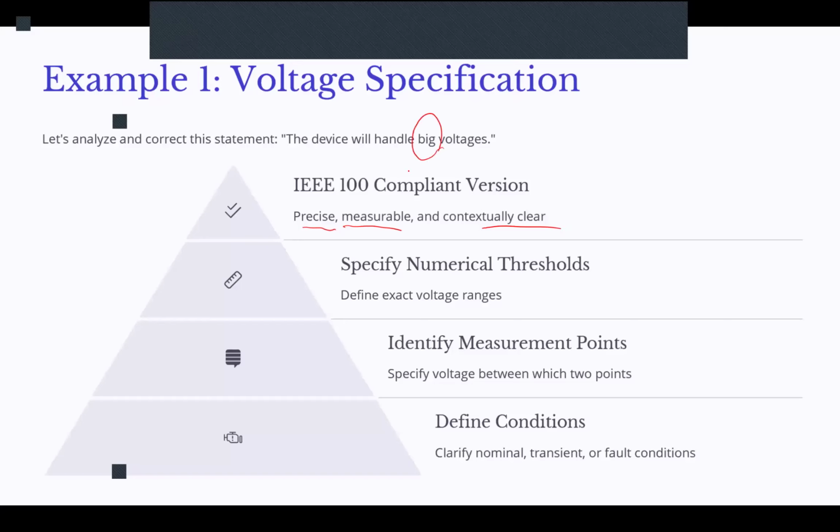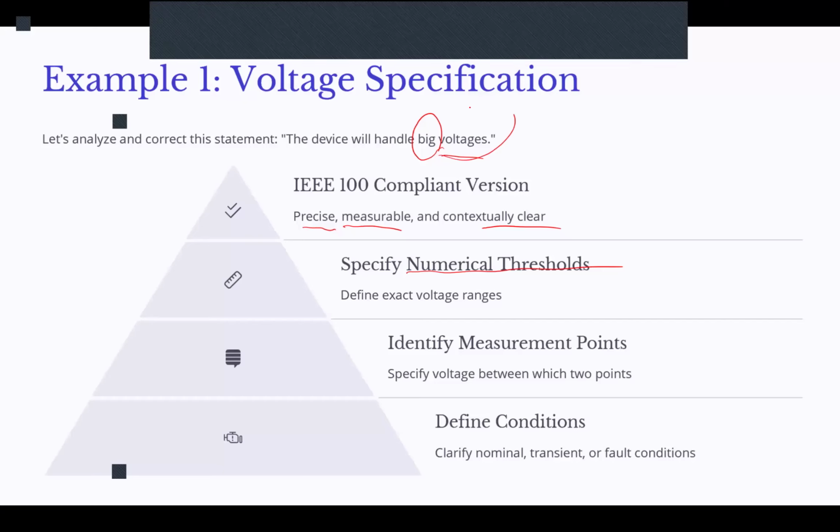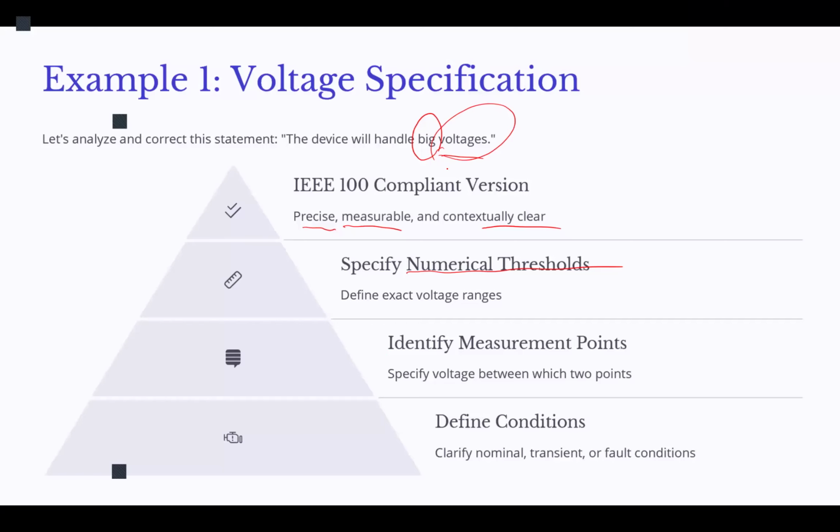What is big? How do you define big voltage? Is it over 600 volts? Is it over 600 kilovolts? Or is it over 1 volt? And we talked about that. Voltage is a potential difference between 2 points. For the sake of that statement, what voltage do you mean? Between which 2 points do you want to handle big voltage? Is it at input terminals, output terminals, across switches? Where in the system?